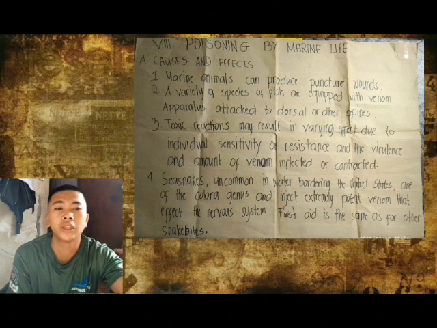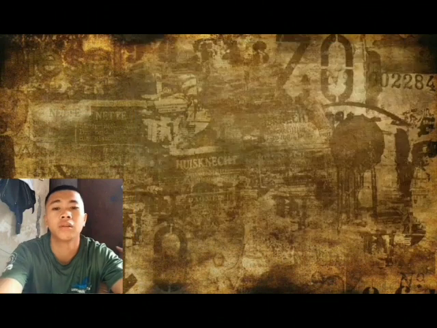Next is the sea snake. Uncommon in waters bordering the United States, they are of the Cobra genus and have extremely potent venom that affects the nervous system. The first aid in this case is the same as for other snake bites.